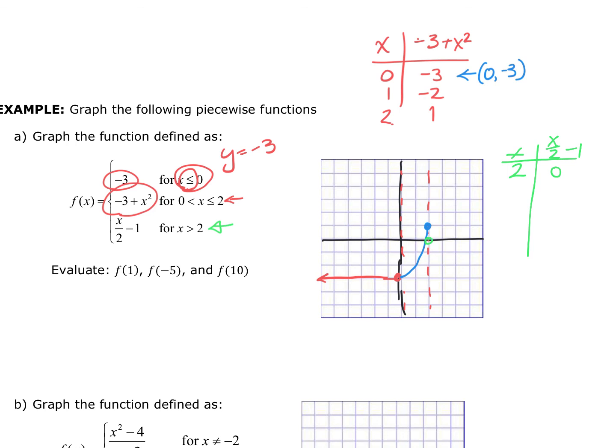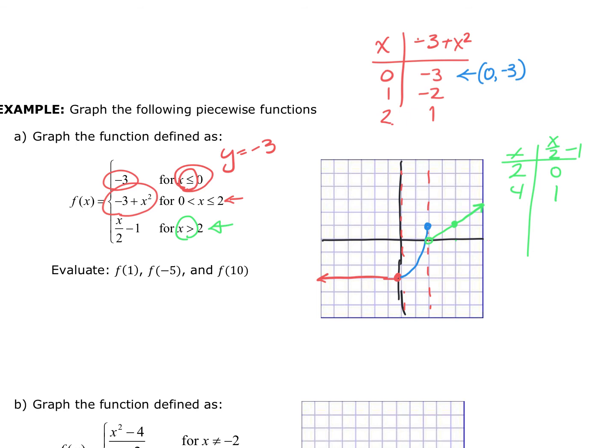Because I'm doing x divided by 2, I'm going to choose even valued numbers. So I'm going to choose 4. I could choose 3, but I want to make my life easy. 4 divided by 2 is 2, minus 1 is 1. So I'm going to go to (4, 1), and that's going to look like that. So that's that part of the graph. So there is a graph of my piecewise function.